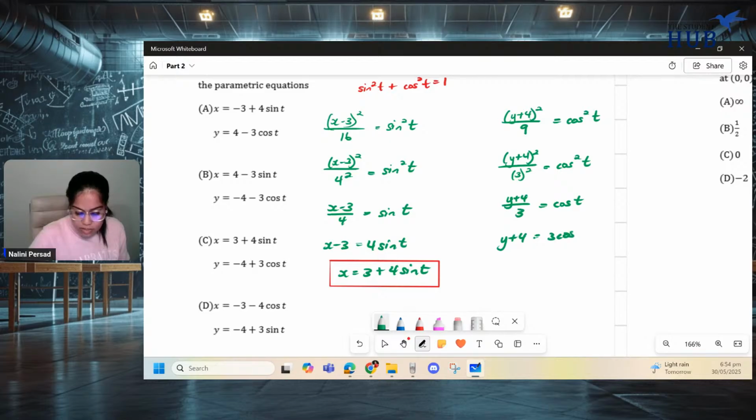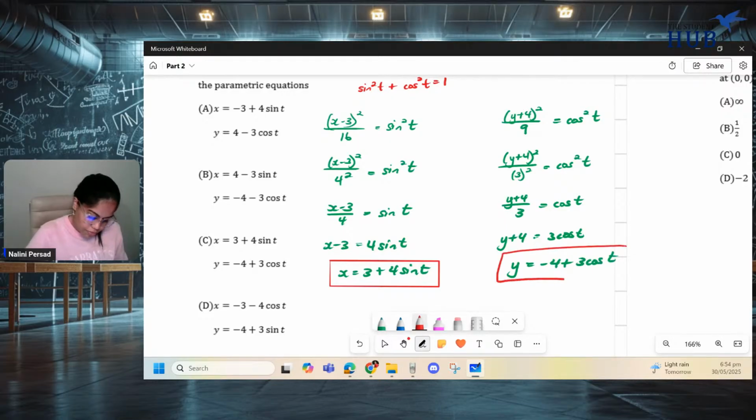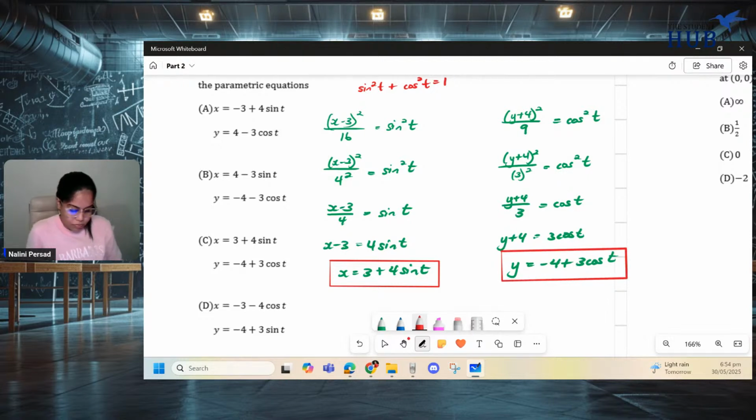3 cos t, and then you bring the 4 across, so you get negative 4 plus 3 cos t. So option C. Is it option C? That's right, option C.